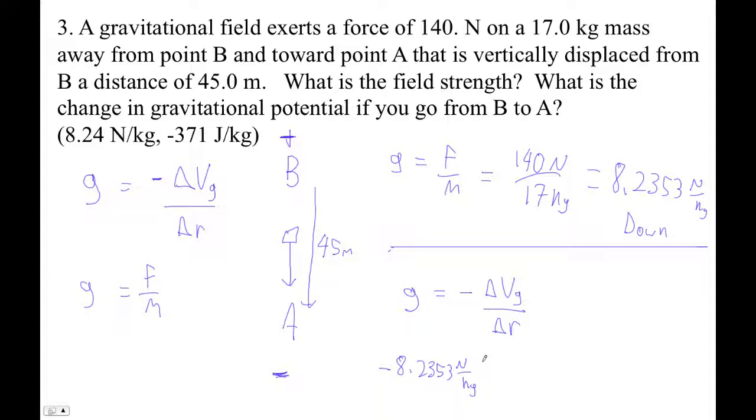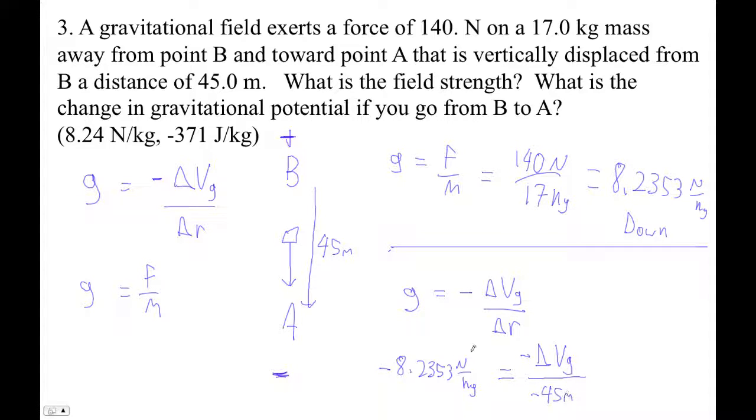Because this is gravity, this is pretty straightforward. Then that's equal to the opposite of the answer we're trying to get, over the displacement. So the displacement is down 45 meters, so minus 45 meters, right? We go from B to A. So B to A is down 45. That's why I'm making it negative.